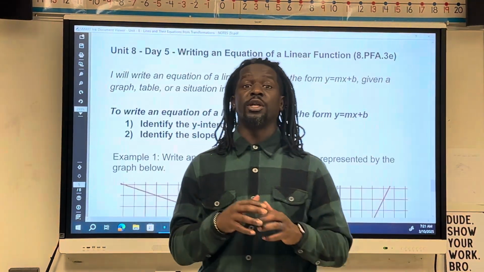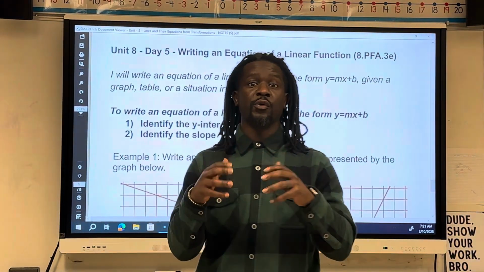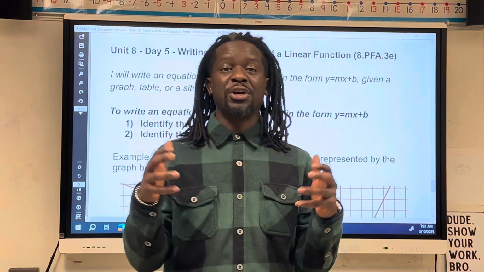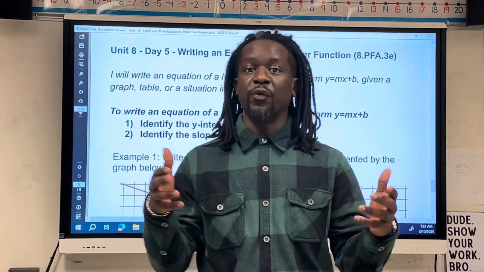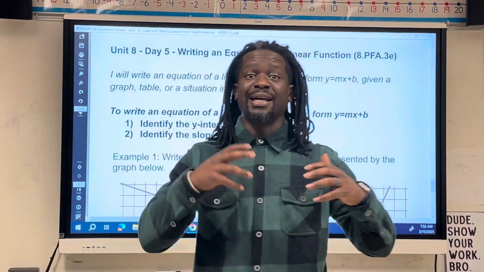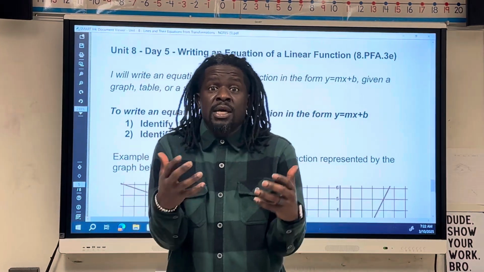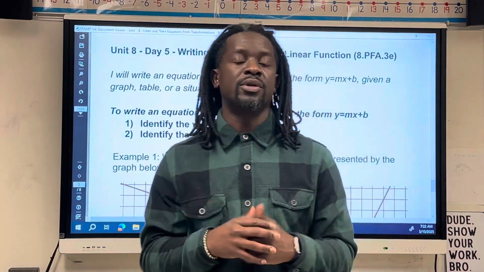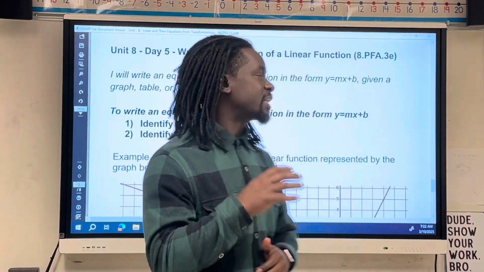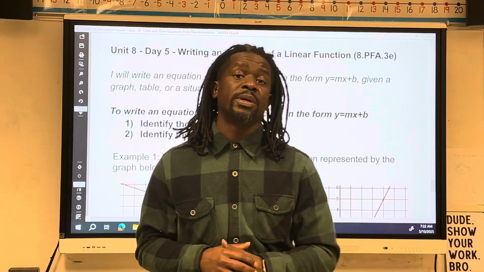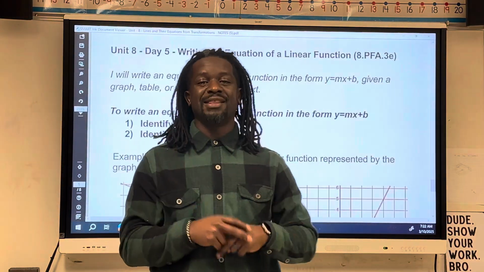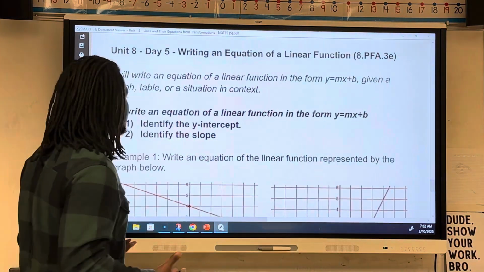In this lesson, we're going to be writing equations for linear functions, and you're going to notice that we have already laid a lot of the groundwork for this lesson. There are a lot of things that you have already covered, that we've already learned from previous lessons. To write an equation for a linear function in slope-intercept form, there are two things that you need to be able to identify.